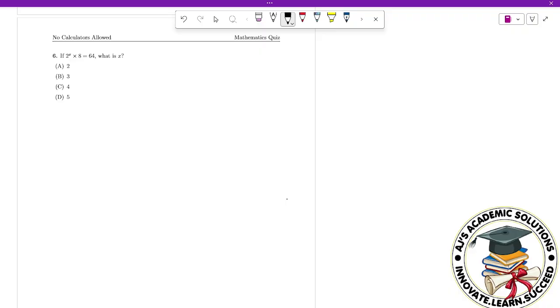Now for this question, there's a way that you can solve for it. However, this is a great opportunity for you to understand how you can test to know what your answer is. So let's look closely at what's happening here. We have 2 raised to the power x times 8 equals 64.